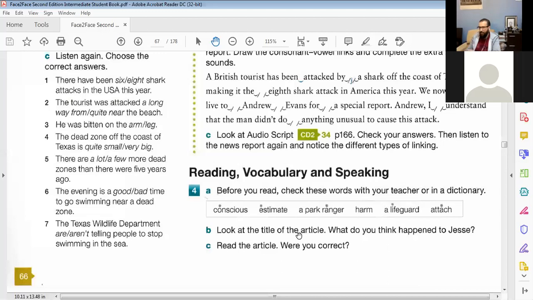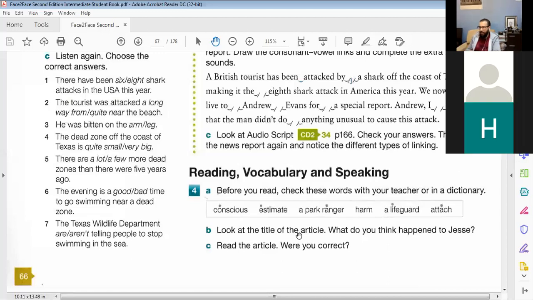Okay. Park ranger, do you know what it means, Hajar? How can you explain park ranger for us? What is a park ranger? What does a park ranger do exactly? Okay, Hajar's not there. But this is the idea.